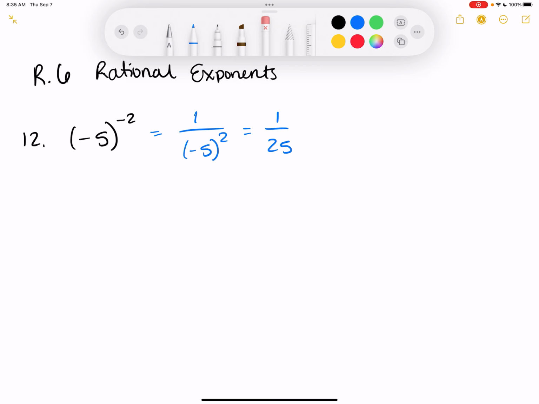Just something to keep in mind, common mistake. If the negative was outside the parentheses, it would have stayed negative. It wouldn't have gone away. Okay.